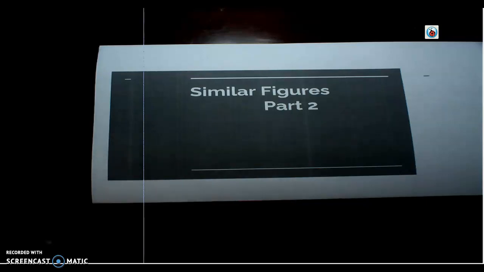Hello, this is Ms. Leva, and for today's lesson, we are going to continue working on similar figures. We did start similar figures last week, and so we're going to continue with what we learned last week, and we're also going to start applying it to real-world situations.